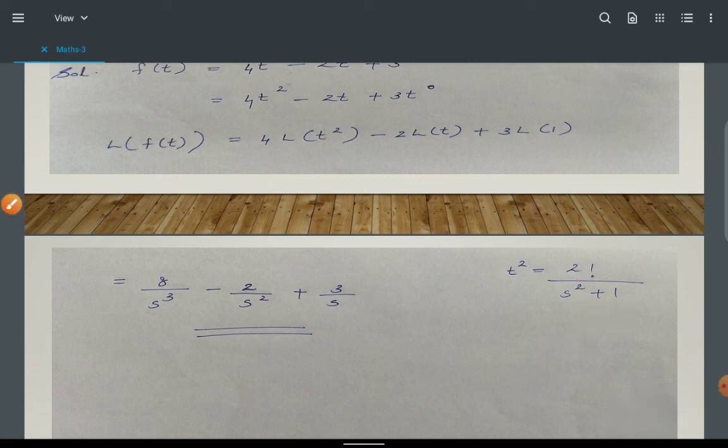So this is how we are actually following. We should know the results to do the calculations on Laplace transforms.